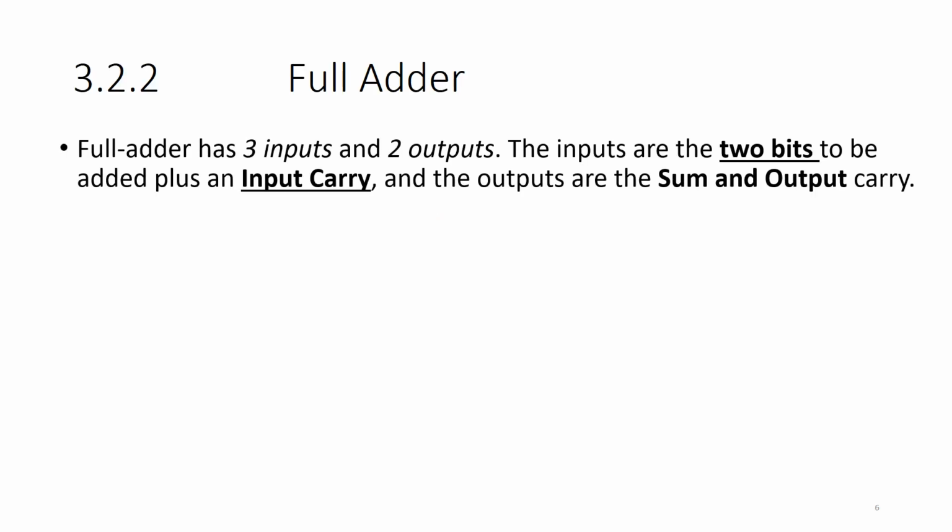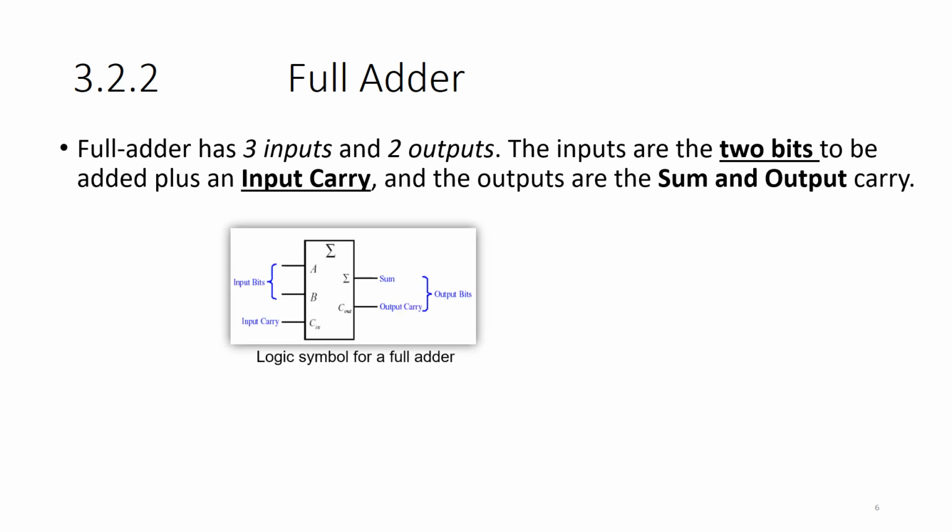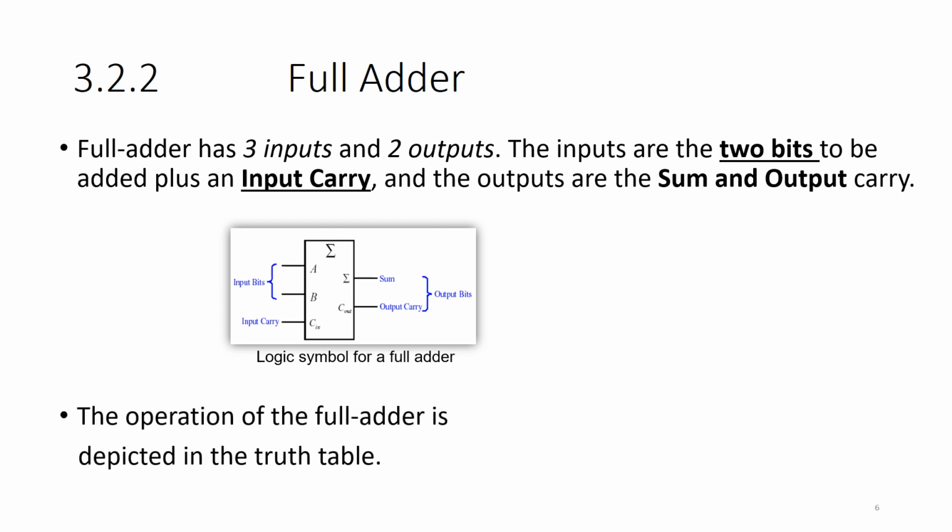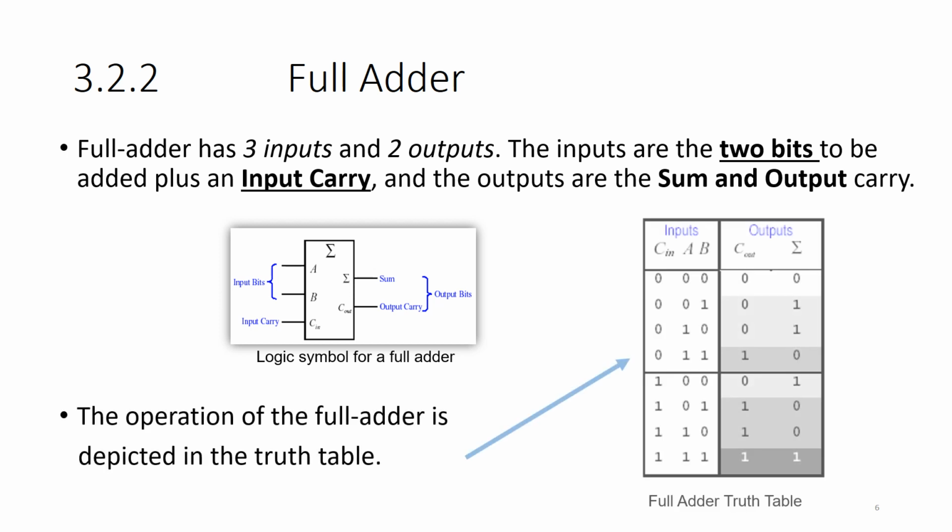Now let's look at the full adder. The full adder has three inputs and two outputs. The inputs are the two bits to be added plus an input carry, and the outputs are the sum and output carry. So there is an additional input there. We added input carry C in. The rest are similar to the half adder. The operation of the full adder is depicted in the truth table.